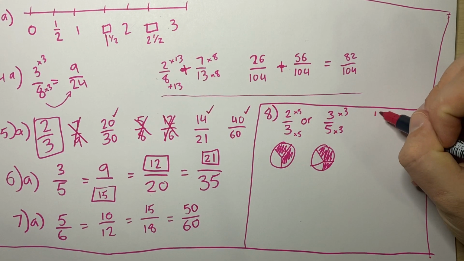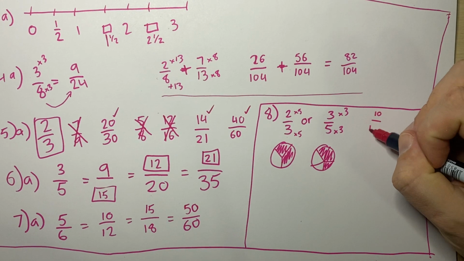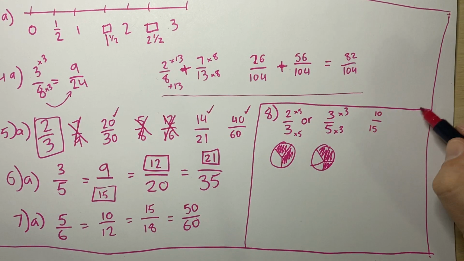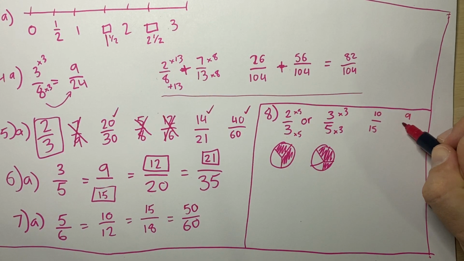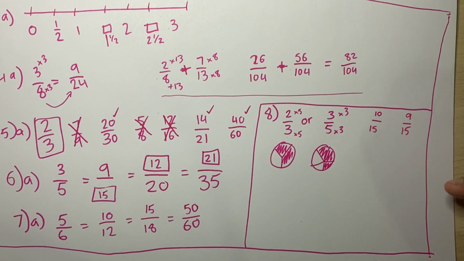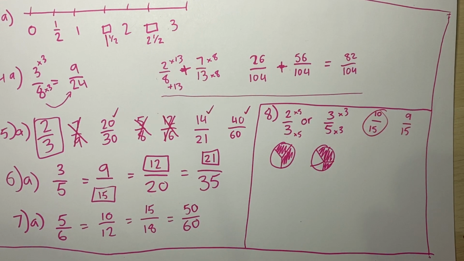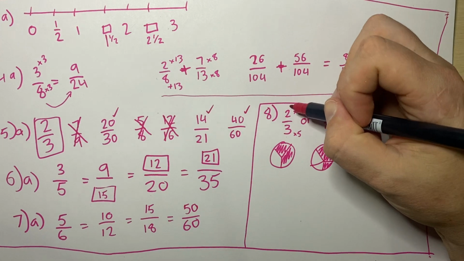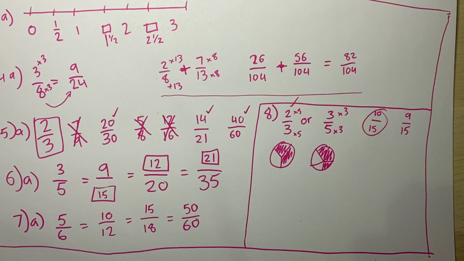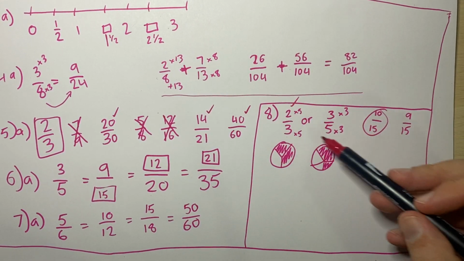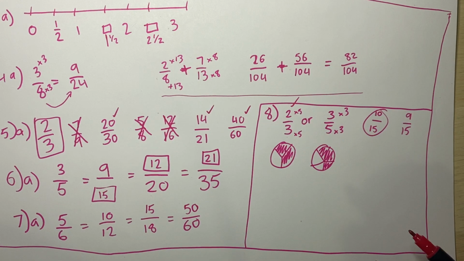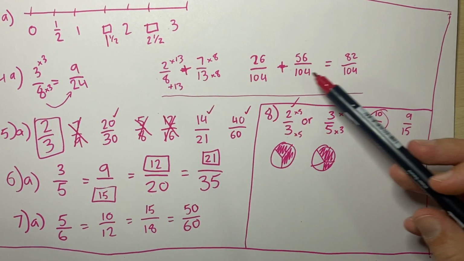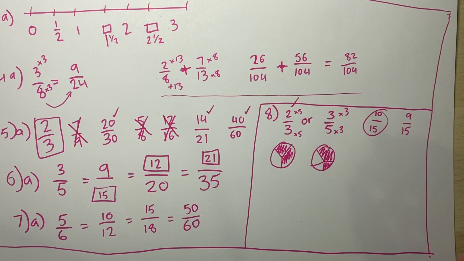So 2 times 5 is 10, 3 times 5 is 15, this one over here, 3 times 3 is 9, 5 times 3 is 15. So because of that, I can see that 2 over 3 is bigger than that. This is a great skill, okay, to compare fractions as well as adding, subtracting fractions.